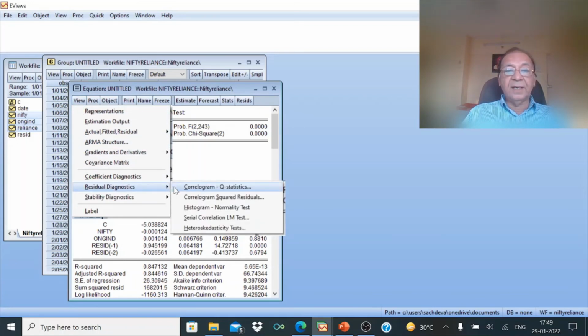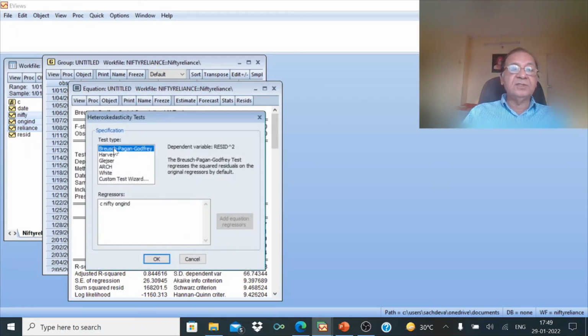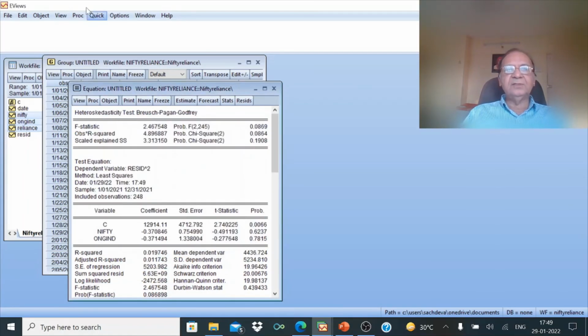Then we can do the heteroscedasticity test. This test is also called the Breusch-Pagan-Godfrey test, and we say okay. This one also has a null hypothesis: there is homoscedasticity, meaning the variance throughout is constant. Here the chi-square probability is 0.1908, so we cannot reject the null hypothesis. So we can say there is still homoscedasticity. That issue is not there.